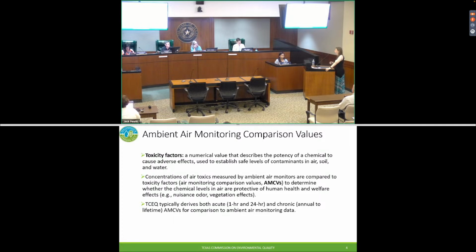And so for that purpose, we derive toxicity factors. These are numbers that indicate the potency of a chemical to cause some sort of adverse effect, and we use them to set safe levels of chemicals in air, water, and soil. For quite a long time now, we've been deriving air monitoring comparison values, or AMCVs. These are safe levels of chemicals in air, and they protect against effects on human health, and also nuisance effects like odor and effects on vegetation. We typically derive acute comparison values for comparison to 1 hour or 24-hour measurements, or chronic values for comparison to annual and longer than annual concentrations.